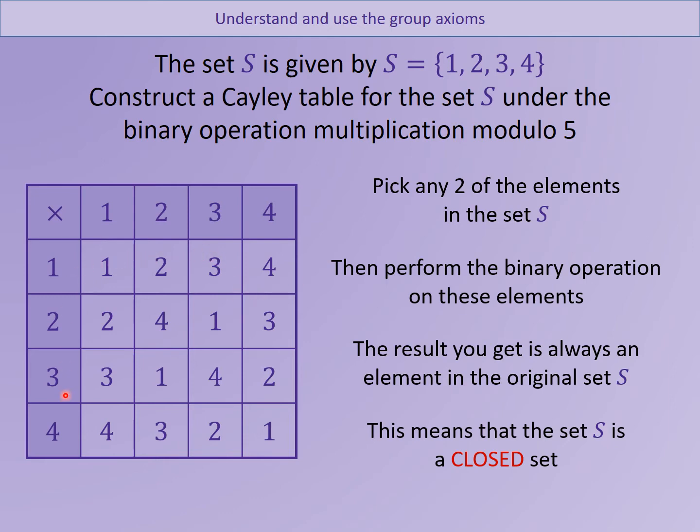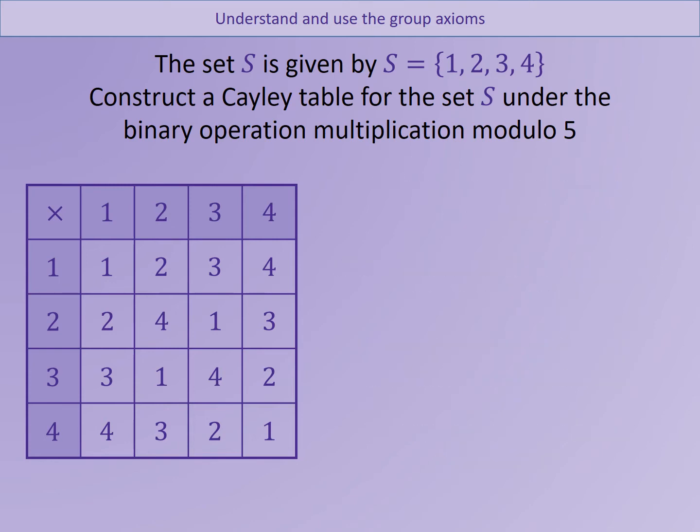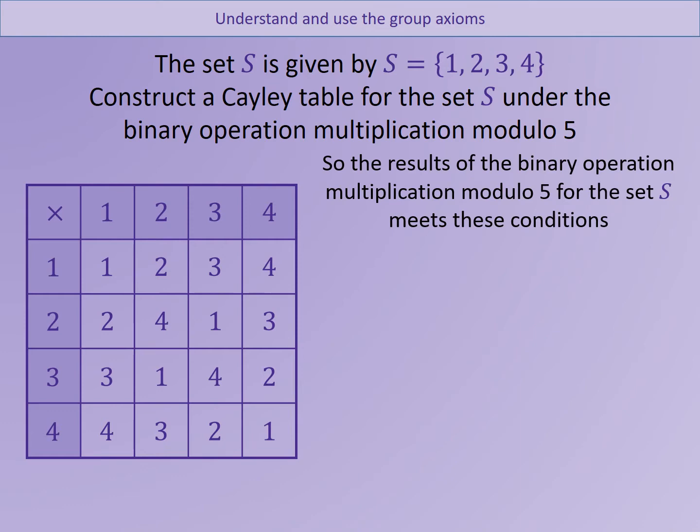And it's pretty obvious. You can see all the answers in the Cayley table are 1, 2, 3, and 4. There's nothing else in there that wasn't in the original set. So it's definitely closed. Now, because it meets these conditions, all the results we got are definitely in the original set, so it's closed. It's associative. It doesn't matter about the order. Take any number, times it by any other number, then times it by a third one. It could have been done the other way around, and it would still be the same answer.